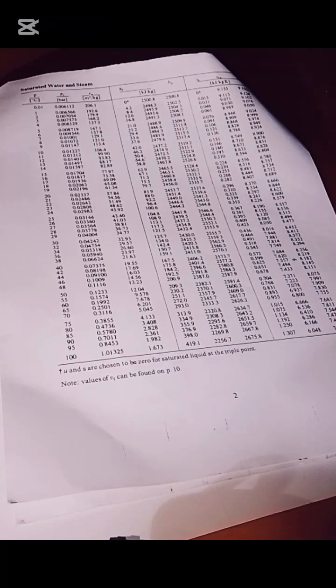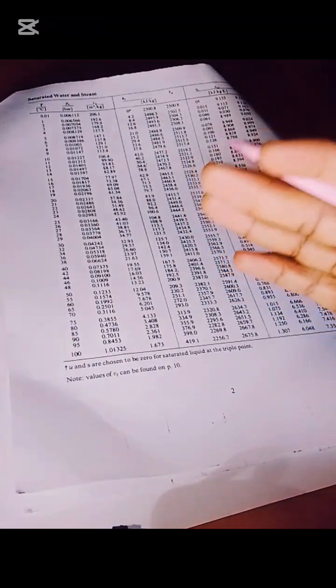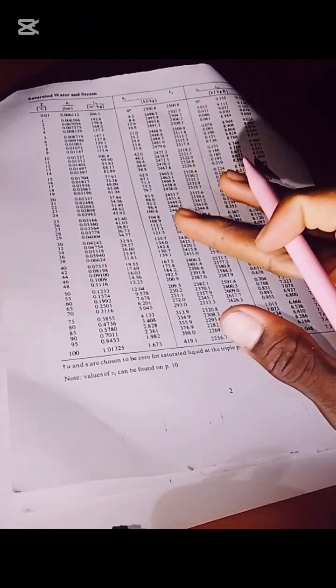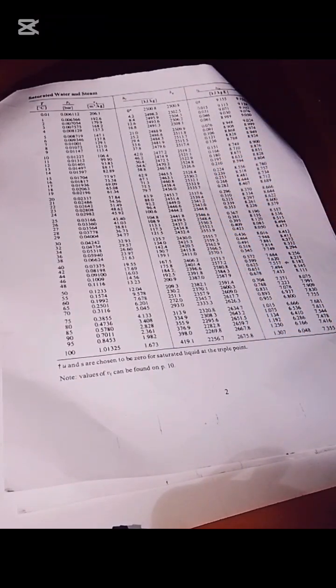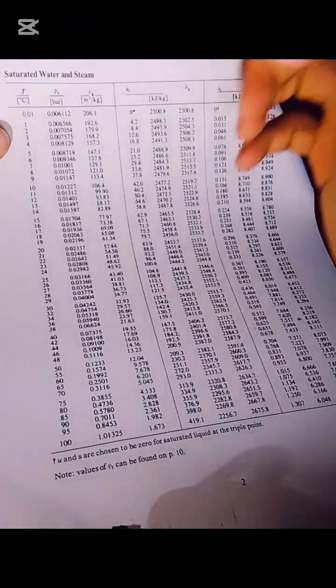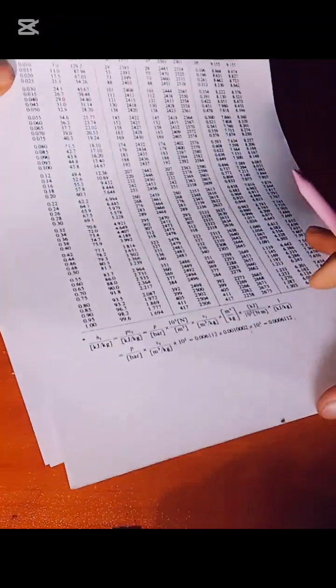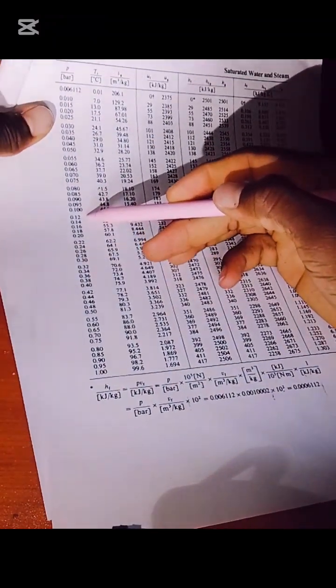Suppose you are given a question where the boiler pressure is given to you as 1.4 MN per meter square. You first have to convert that to bar. If you convert 1.4 MN per meter square to bar, it will become 14 bar. After that, you first take a look at the pressure. You are not going directly to this pressure, no. You look at pressure itself. You start from here. This is pressure, so you take a look at 14 bar.